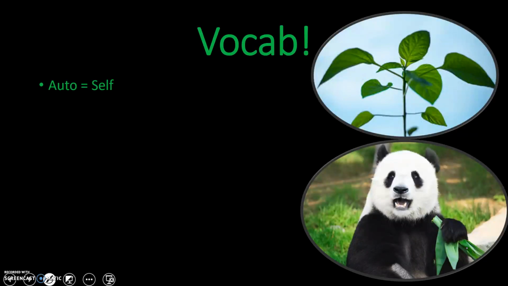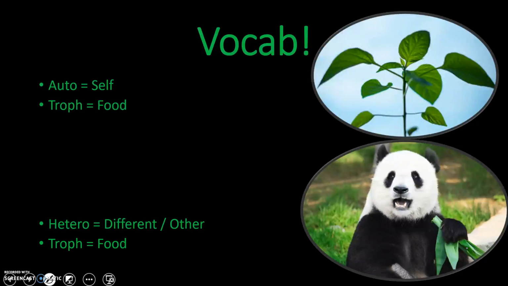Anytime you see the prefix auto, it means self or on its own, and troph means food. If you ever see the word hetero, it means different or other, and again, troph means food. So looking at these two images right here, an example of an autotroph would be a plant, because a plant can produce the food on its own. It doesn't need any assistance. It does it on its own through photosynthesis.